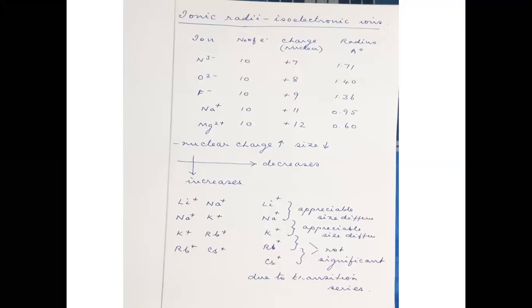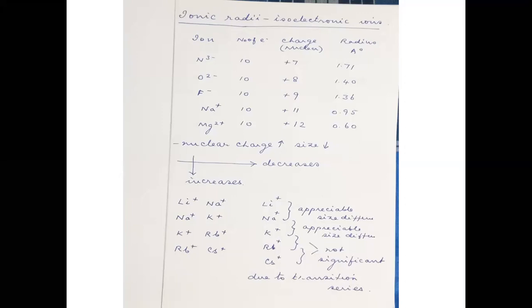Similarly, when you come down the group, the ionic size increases. It is because of the introduction of new orbits, because when you come down, a new principal quantum number is seen. In the case of hydrogen 1s, in the case of lithium 2s, in the case of sodium 3s, potassium 4s, rubidium 5s, something like that.